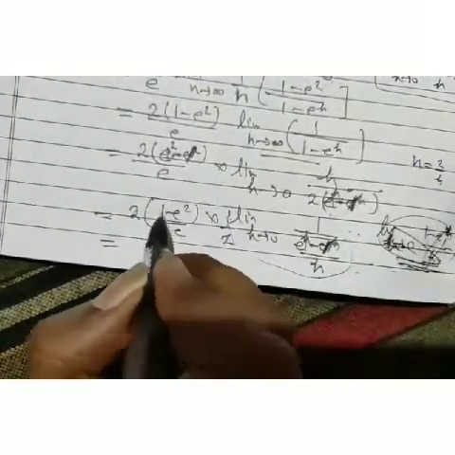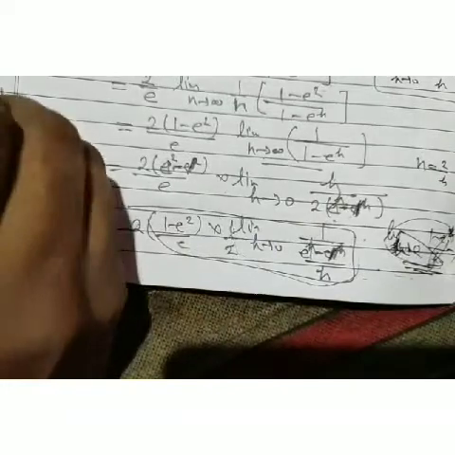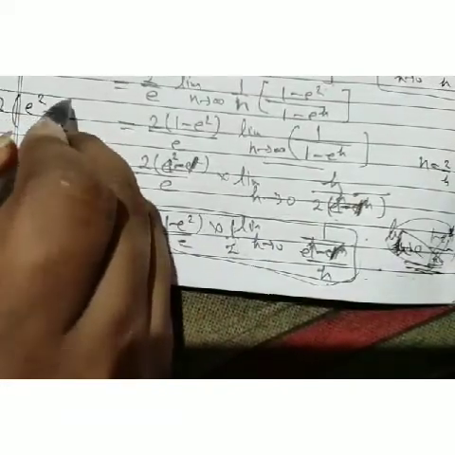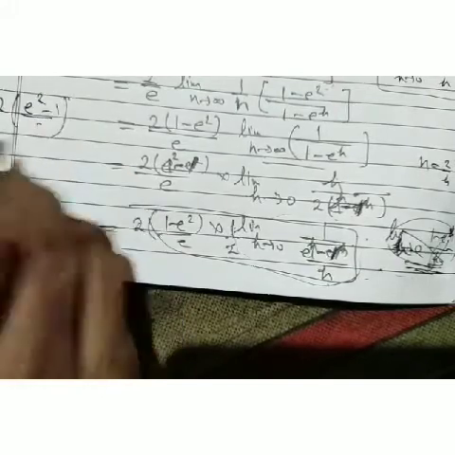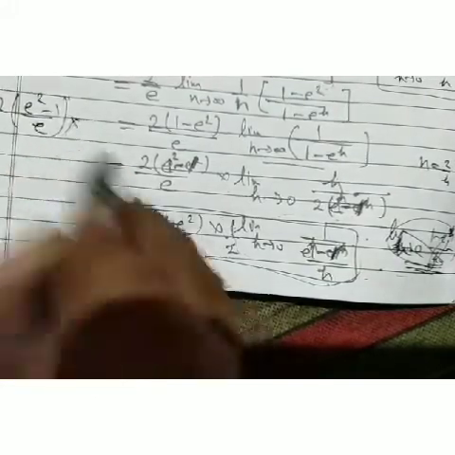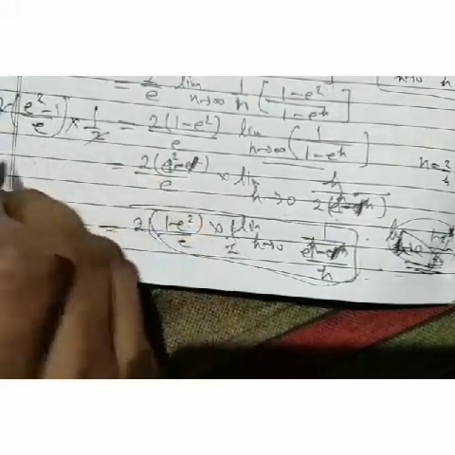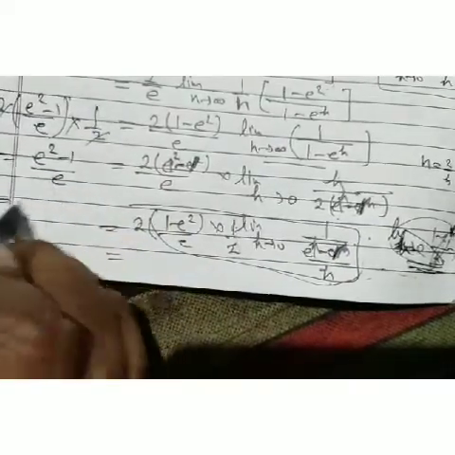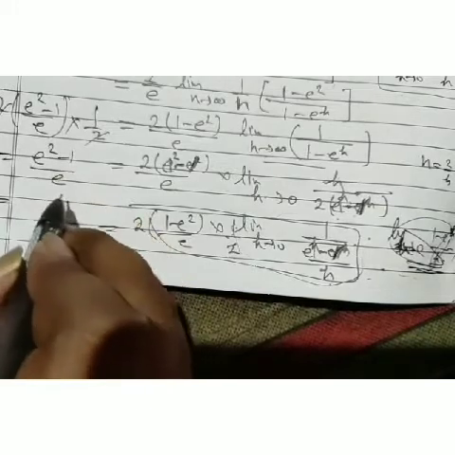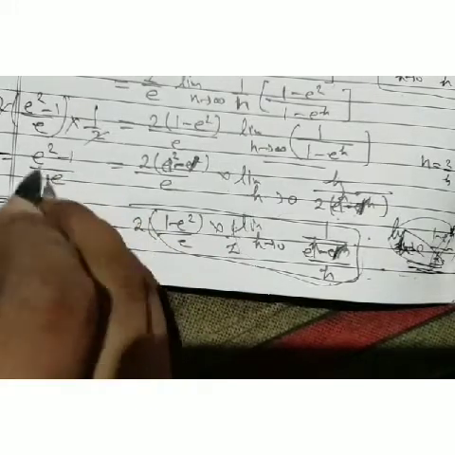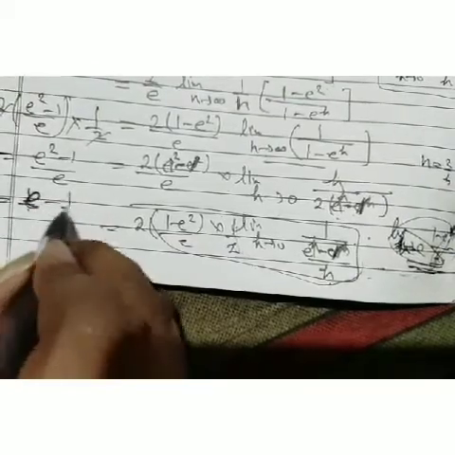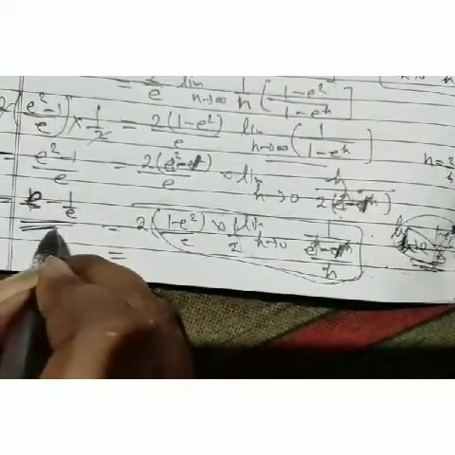Now what we have in the last step: 2 into (e square minus 1) by e into 1 by 2. Then we get (e square minus 1) by e, or we can write, just dividing, it as e minus 1 by e. This is our required result.